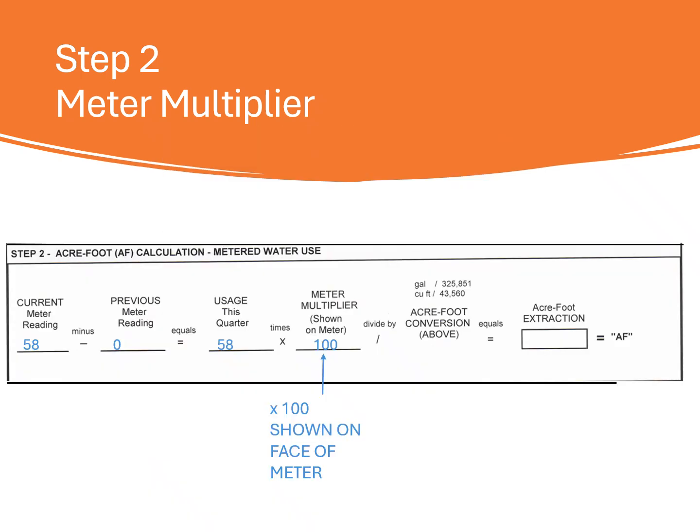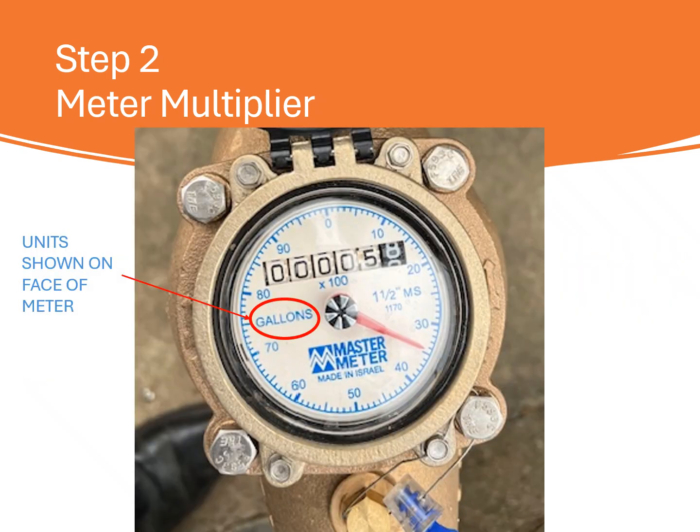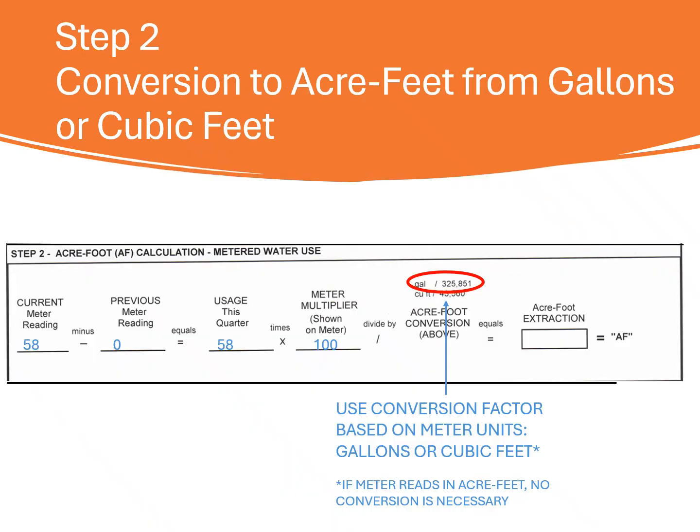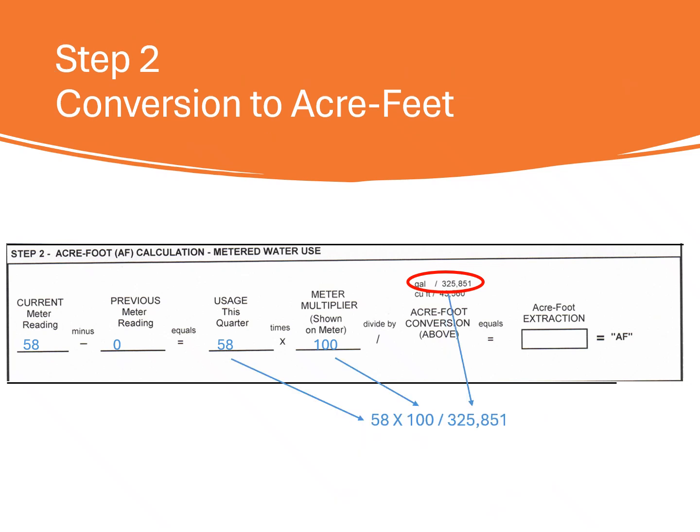Enter the meter multiplier in the space shown on the statement. The next step is to look at the units of measurement to determine the next element of the equation. In this case, it's gallons again. Similar to the previous example, use 325,851 to convert from gallons to acre-feet. The current meter reading of 58 times the meter multiplier of 100 divided by the conversion factor of 325,851 will yield our acre-foot extraction number.